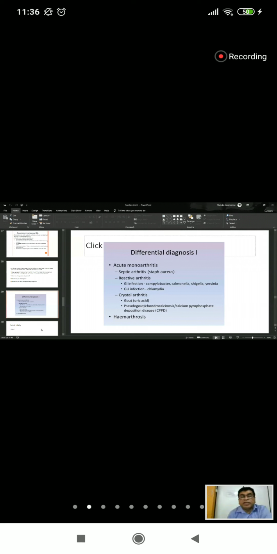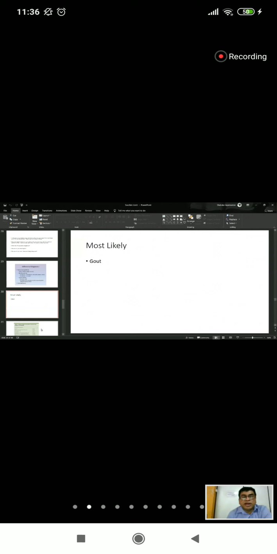So, acute monoarthritis. Septic arthritis you always have to consider. Reactive arthritis, like GI infections which cause Campylobacter, Salmonella, Shigella, Yersinia. Genitourinary infections like chlamydia. And then we have crystal arthritis, which is gout and pseudogout, and hemarthrosis. That's the differential diagnosis here. So most likely, of course, gout because of the classical joint involvement.